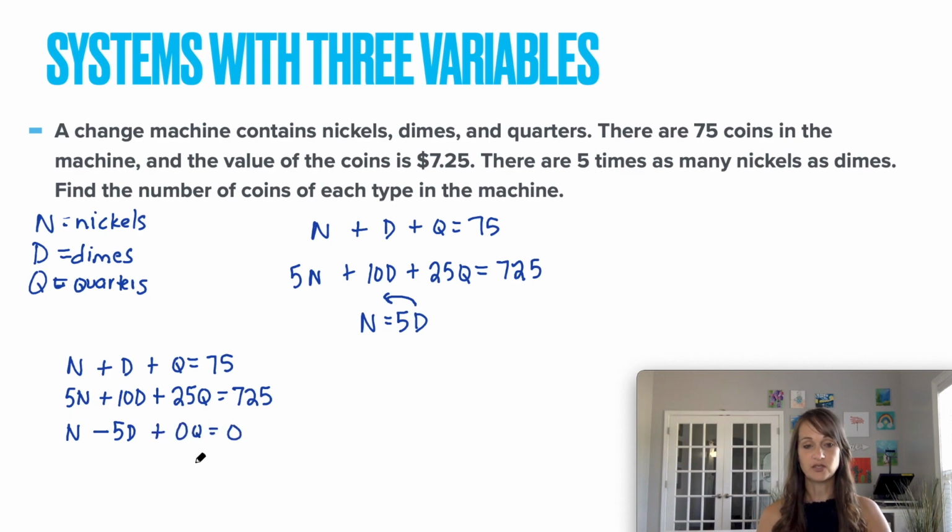I like to have a placeholder if there's not a variable, just so that everything stays lined up, because I had to subtract the 5D. And that would be the systems of equations that you actually would put into the calculator to be able to solve for it.